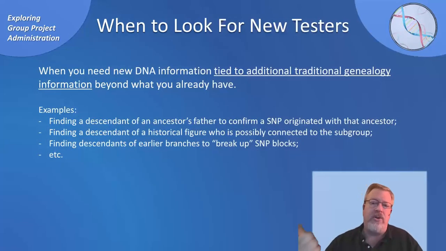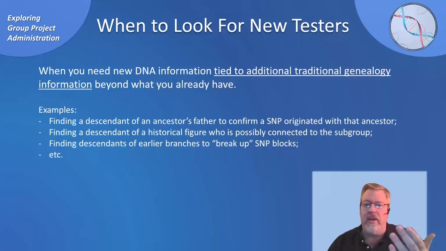On the other side, you're going to look for new testers when you need to add both DNA information and a specific genealogy pattern that has to hold for you to learn something new. For instance, if you want to prove that a SNP occurred in a specific ancestor, you have to find a descendant of the father of that ancestor to test to prove that they were negative for the SNP. In that case, you are adding genealogy information because you're finding someone connected to that father.